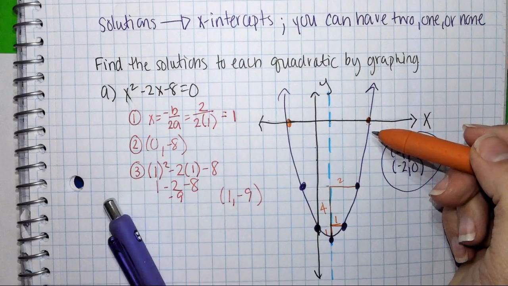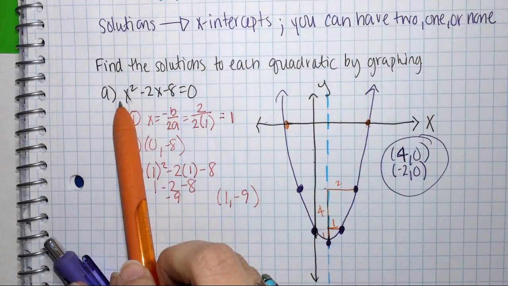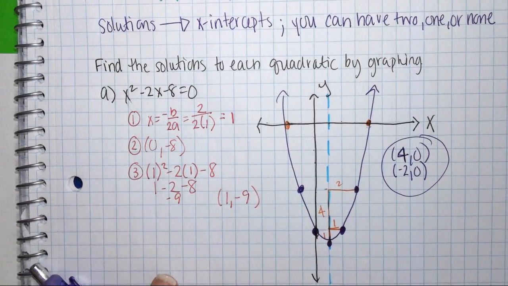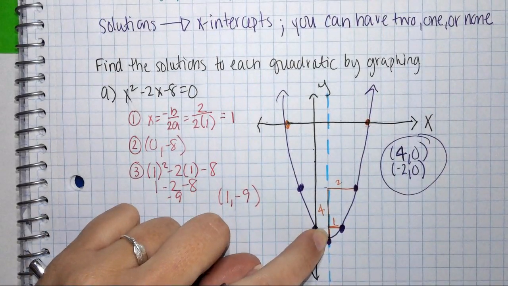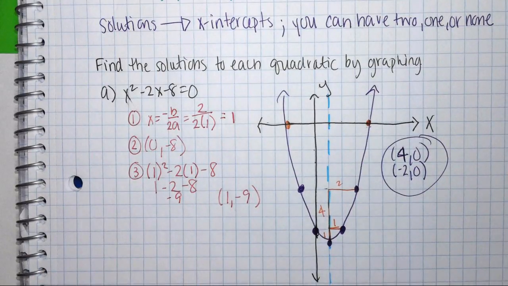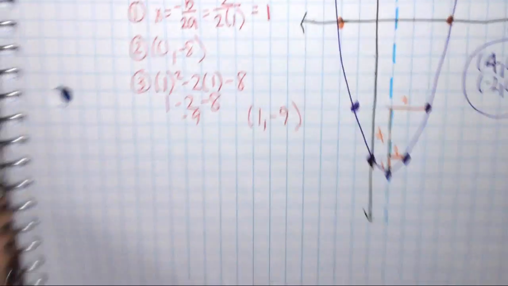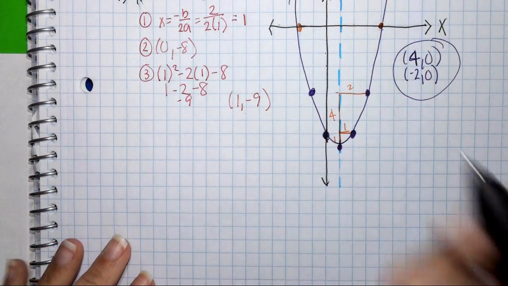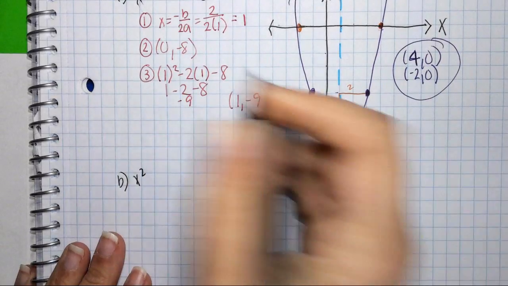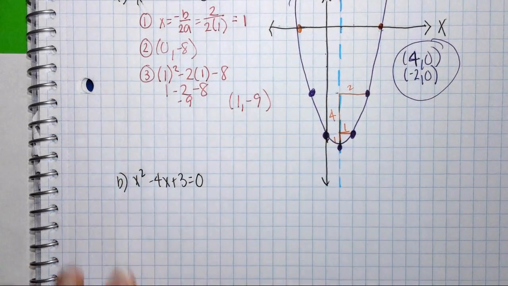Perfect square. Unless there's a number in front of this, and then you would just multiply it by that number. So that's no big deal, right? Because if it was 2, you would just do 2 times 1, and you'd get up 2, right 1. That's all you do. All right, let's try this one together: x squared minus 4x plus 3 equals 0.